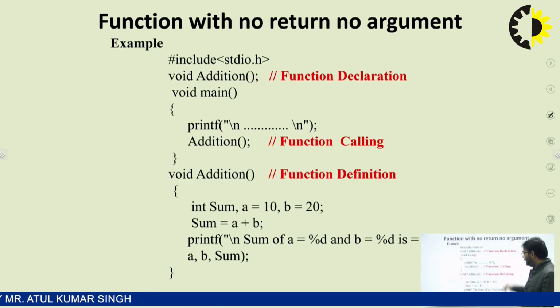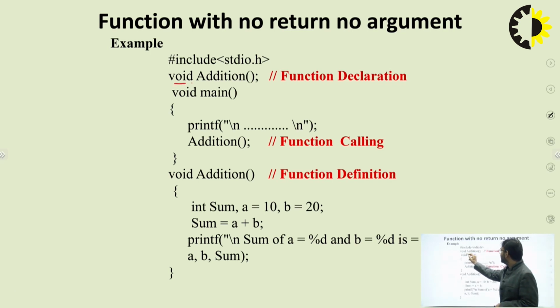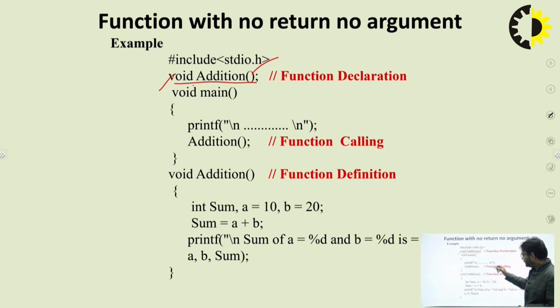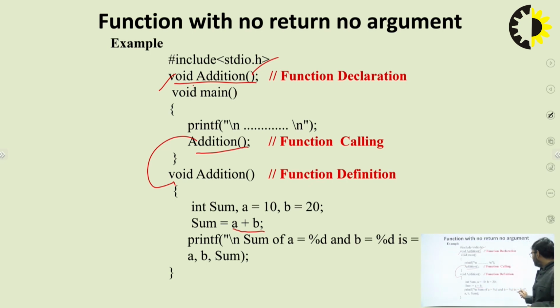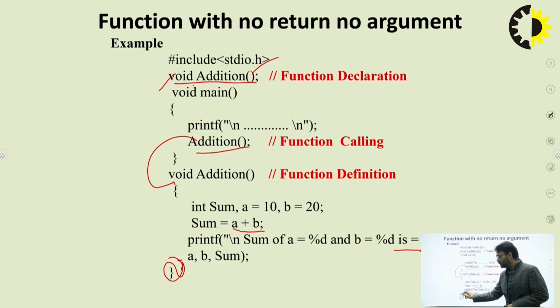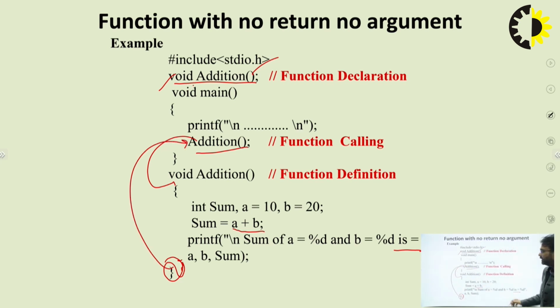For example, here we have a function prototype declaration, that is void addition. The return type of the function is void and the parameter list is empty. When the main function calls addition, control transfers to the addition function. Here we perform addition of 2 numbers a and b and just print the value of sum. After that, when the control reaches the curly brace, it will automatically return to the calling function. So here we did not return anything and we are not using any parameter list.